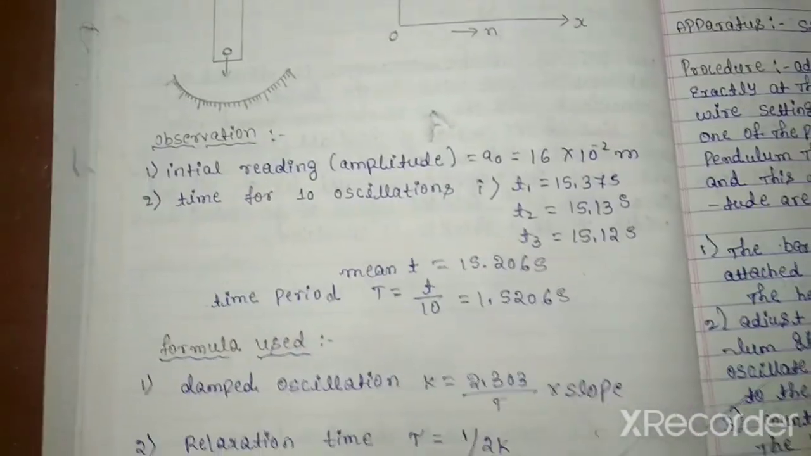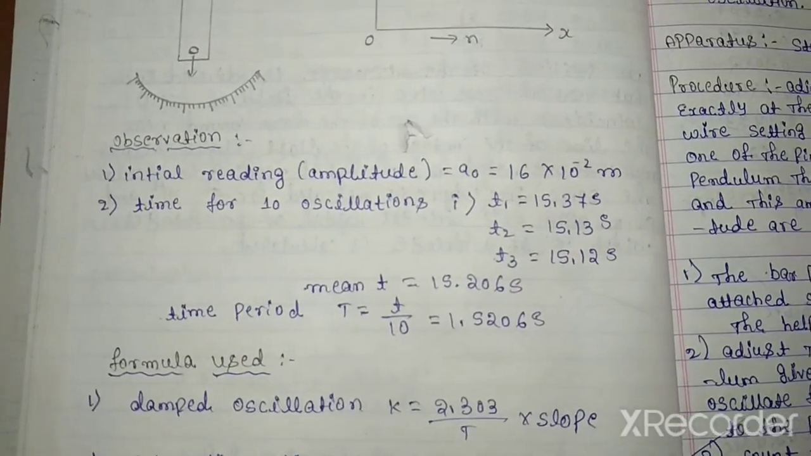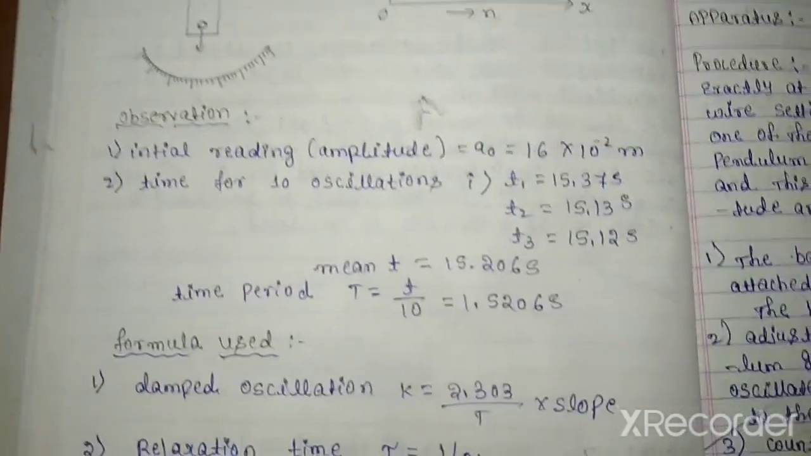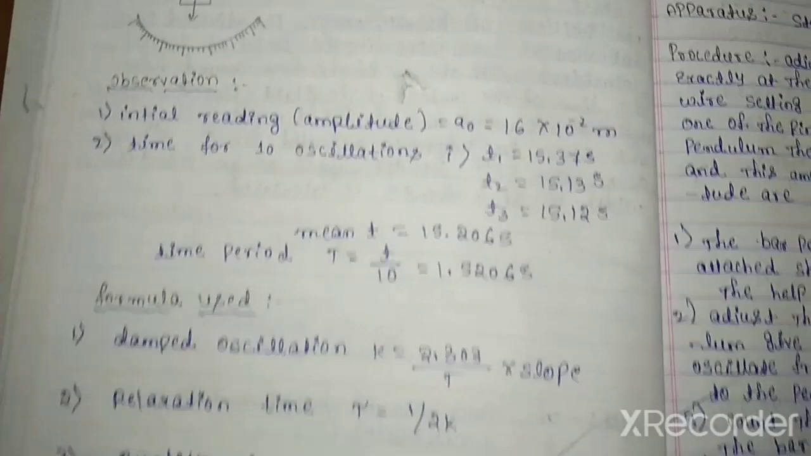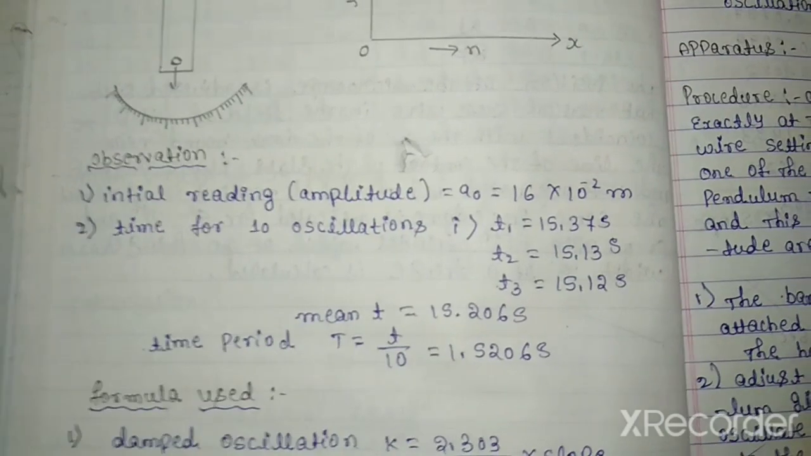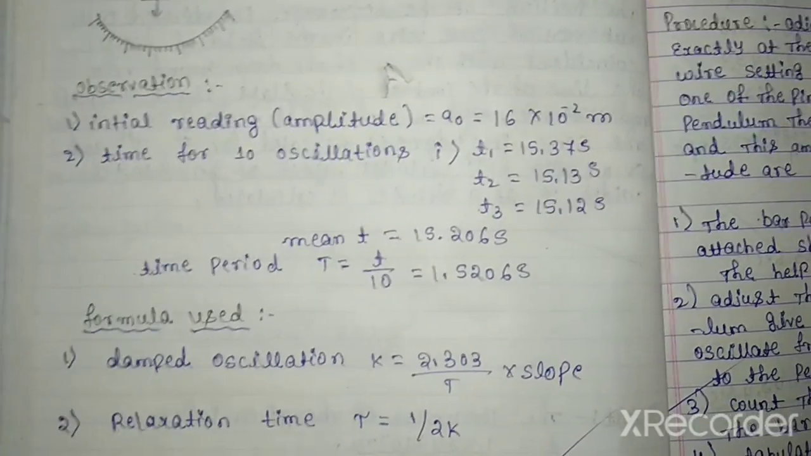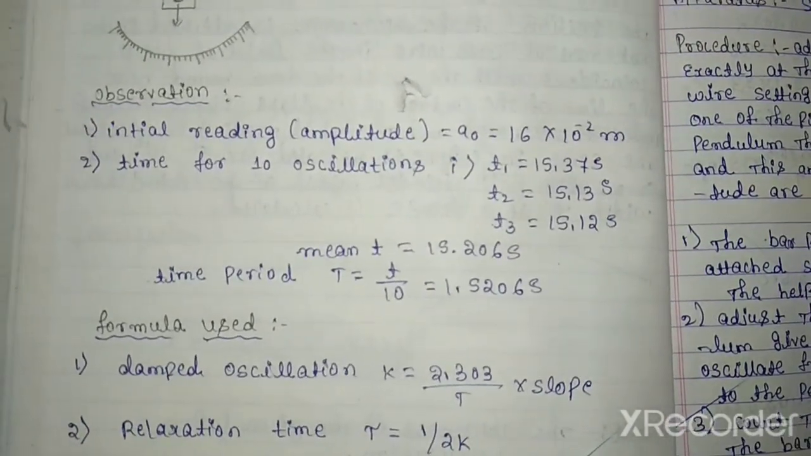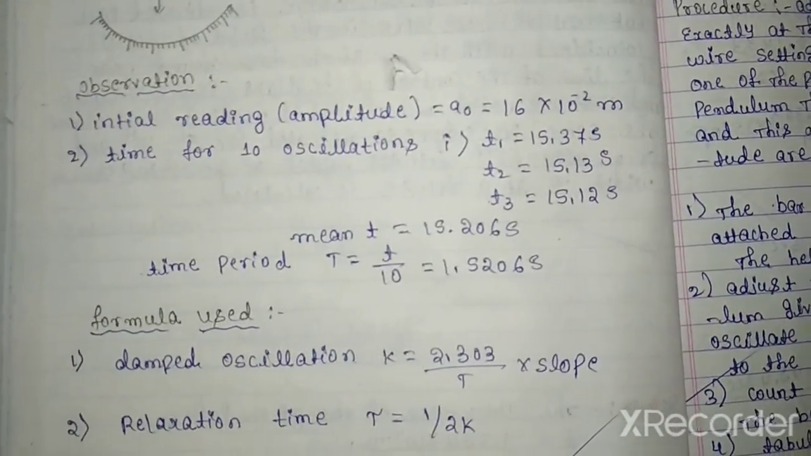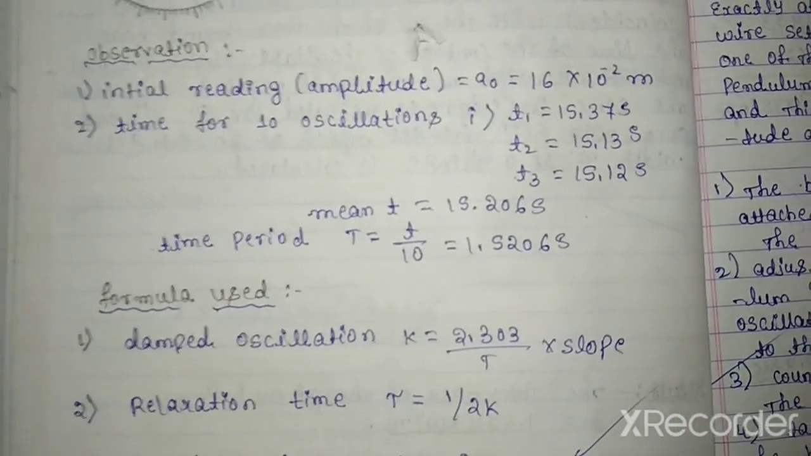In this experiment, the result is taken as 16 into 10 raised to minus 2 meter. Next is the time for 20 oscillations. Using a stopwatch, we have to check one or two trials, that is, the time for 10 oscillations, T1, T2, T3. Also take the mean time T, and the time period, the time for one oscillation, is capital T equal to T by 10. We get approximately 1.5 or 1.4 seconds.